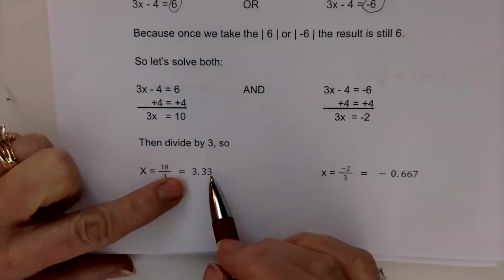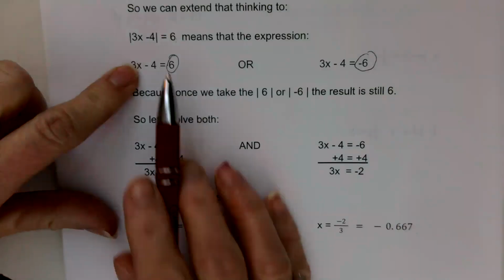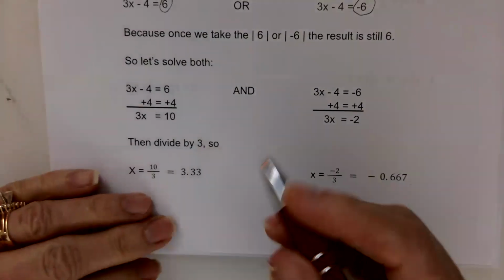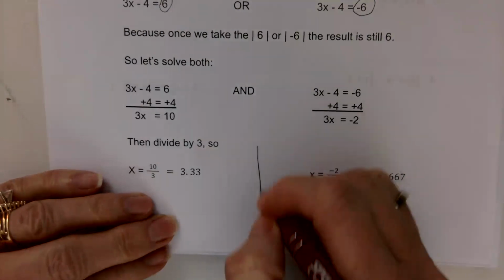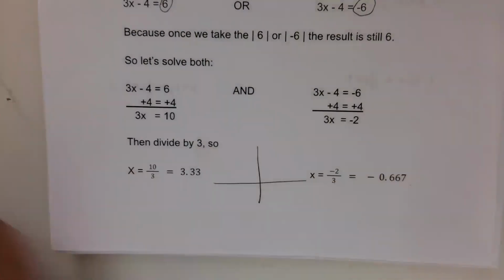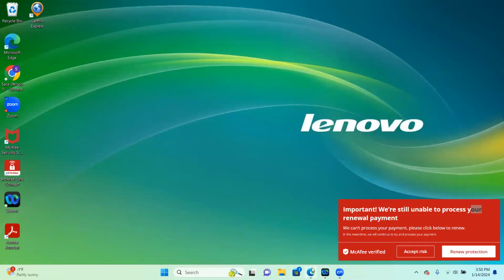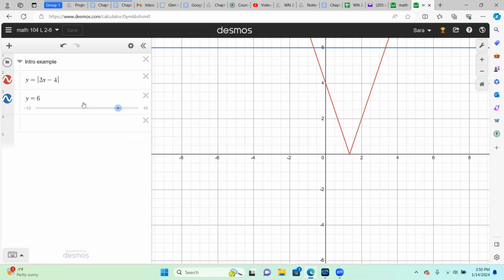So the absolute value of 3x minus 4, when does it equal 6? It could equal 6 at two spots, and that is because this equation looks like a V. I'm going to show you Desmos. There's a Desmos link to all of my work for this lesson, in Canvas underneath the notes, if you'd like to take a look. So here's that intro example: the equation y equals the absolute value of 3x minus 4.